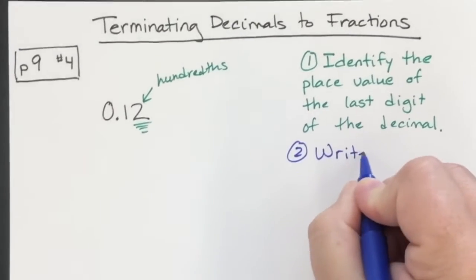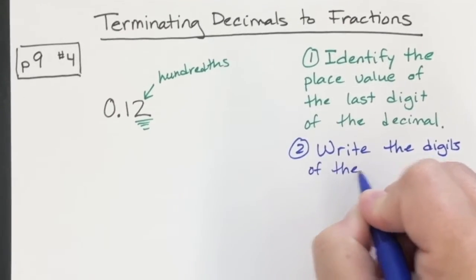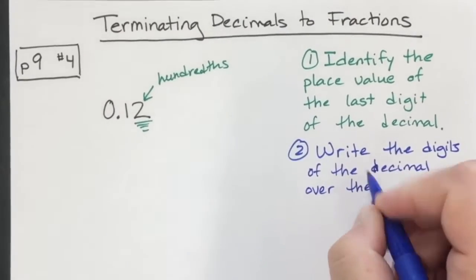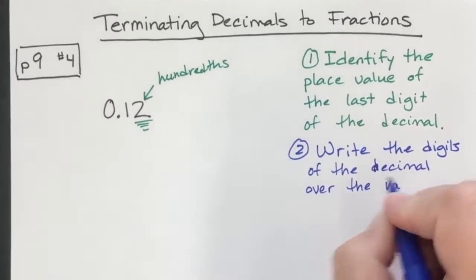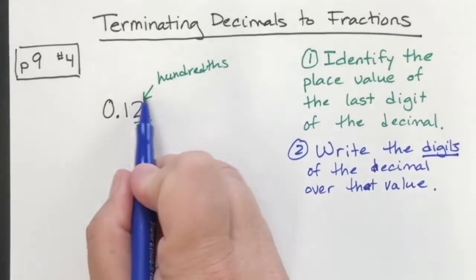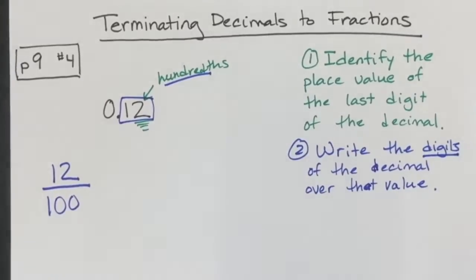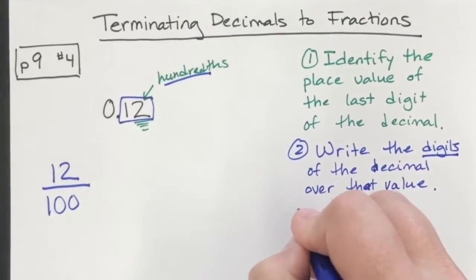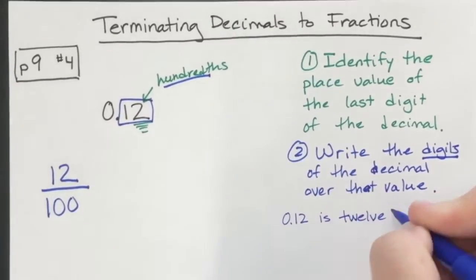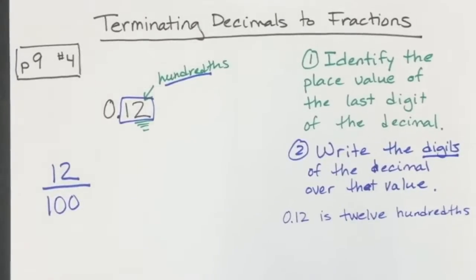And so then we're going to write the digits of the decimal in the numerator of the fraction, and we're going to write it over the value of that place that the last digit is in. So the digits are a 1 and a 2. If there was a 0, like if it was 0.012, you have to pay attention to that, but this is 12 hundredths, right? So we're going to write 12 over 100. As you think about how you would say that word out loud, like give it a name, that's going to help you as you're writing the fraction.